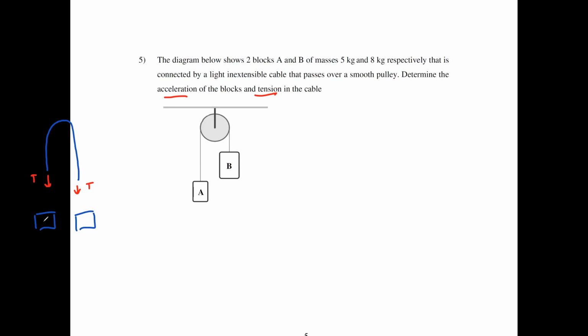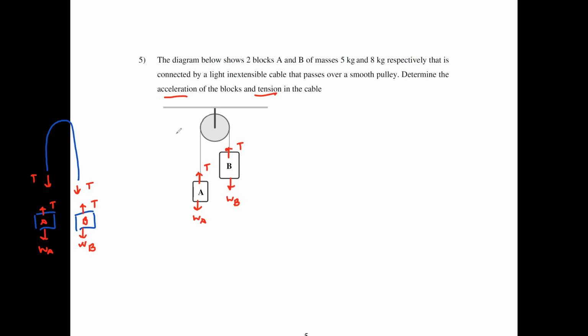Then in return, on block A, you have an equal opposite tension here. And on block B, you also have an equal opposite tension here. Okay, so this is the tension acting on both blocks. Block A would have its own weight WA. Block B would have its own weight WB. So if I were to draw your forces, this one would just be T. This one would be WA. This one would be T. This one would be WB.